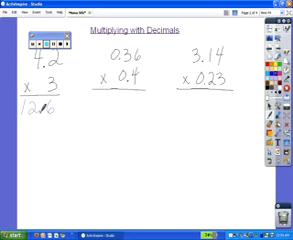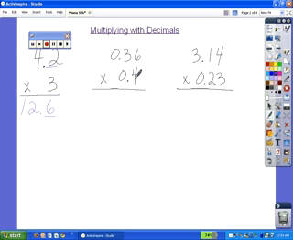Now that the multiplication is done, we have to see where to put the decimal point in the product. There's one decimal point in the first factor. There are no decimal points here in the multiplier, so we have only one decimal place in our product. So our answer is 12 and 6/10.